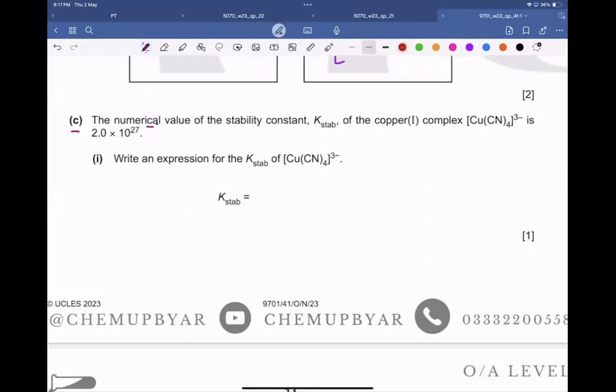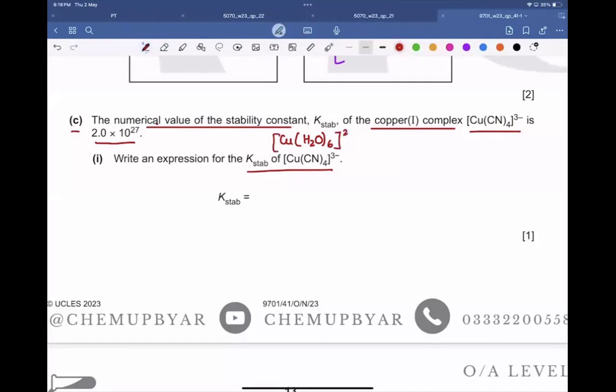Now next part. The numerical value of the stability constant of the copper 1 complex is this. Write an expression for the K step of this. We studied it in transition metals only. It means that all the complexes are formed when we have a hexaaqua ion. So the equation would be like this for this K step: this was the initial complex we have when we dissolve any copper compound in water, and then four cyanide ions react, and as a result we got this, and six water molecules are displaced. Is this understandable?